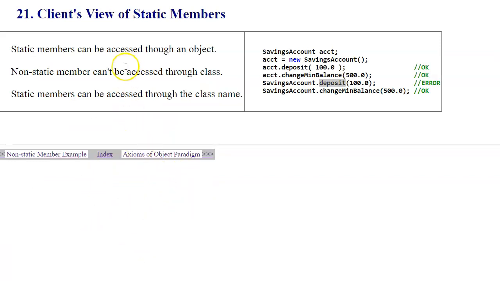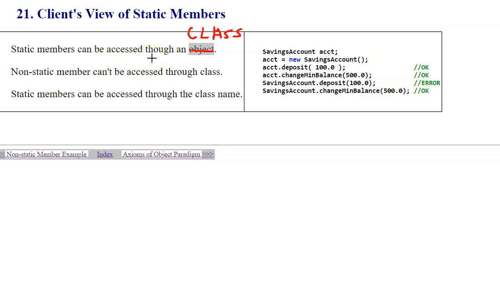There are some rules that apply to object-level and class-level data attributes, as well as methods in Java. So it says here static members can be accessed through an object. This is a typo. This should be saying class. So let me make a quick correction here. So this is incorrect. This should say class. Right?